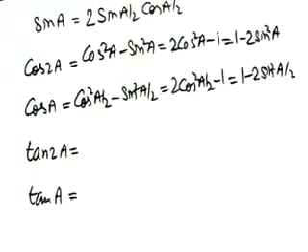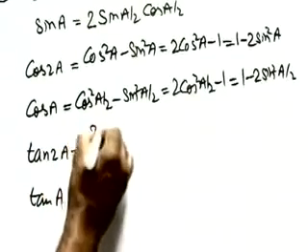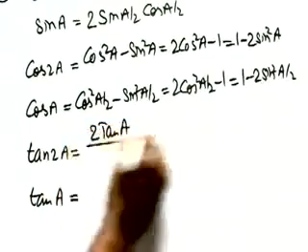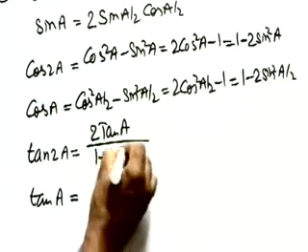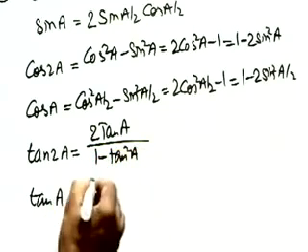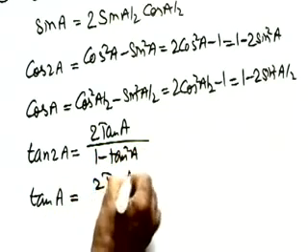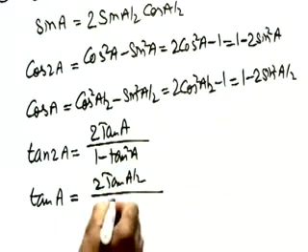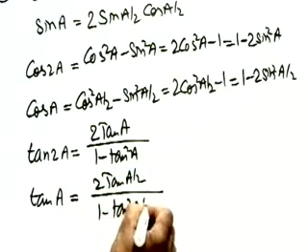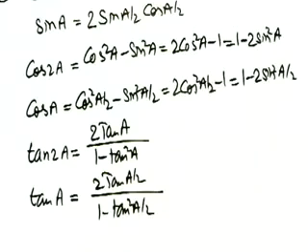Now lastly, the same for tan 2A and tan A. The tan 2A formula is 2 tan A by 1 minus tan square A. So tan A will be 2 tan(A by 2) by 1 minus tan square(A by 2).